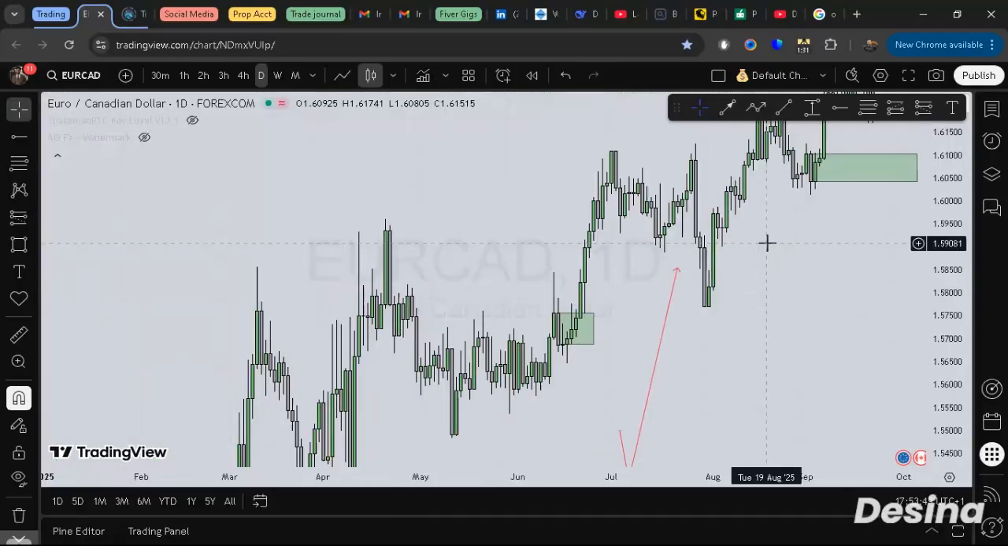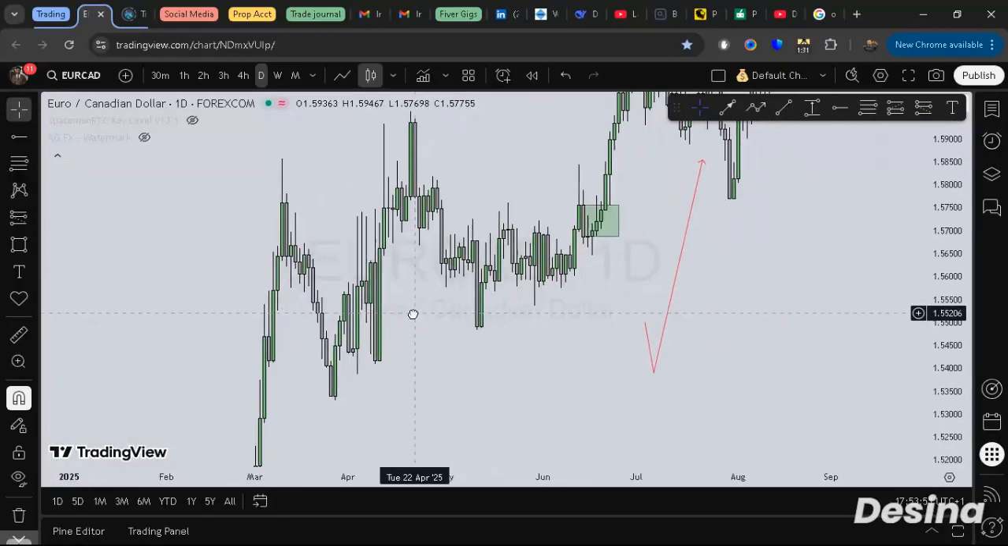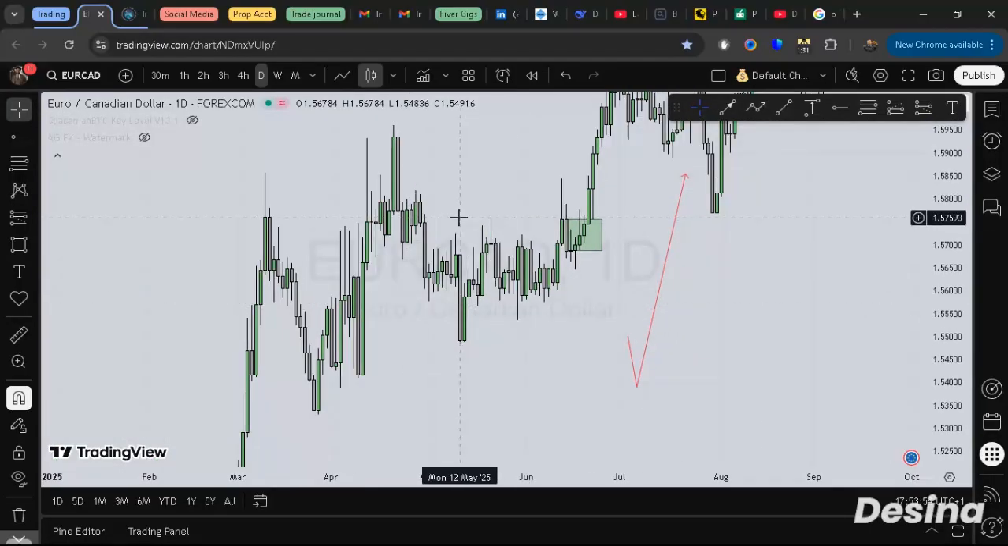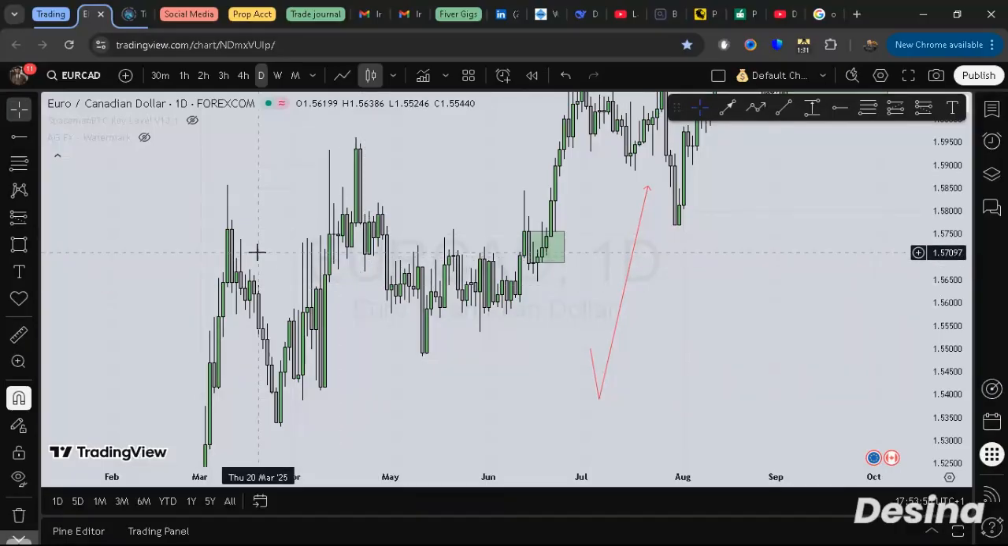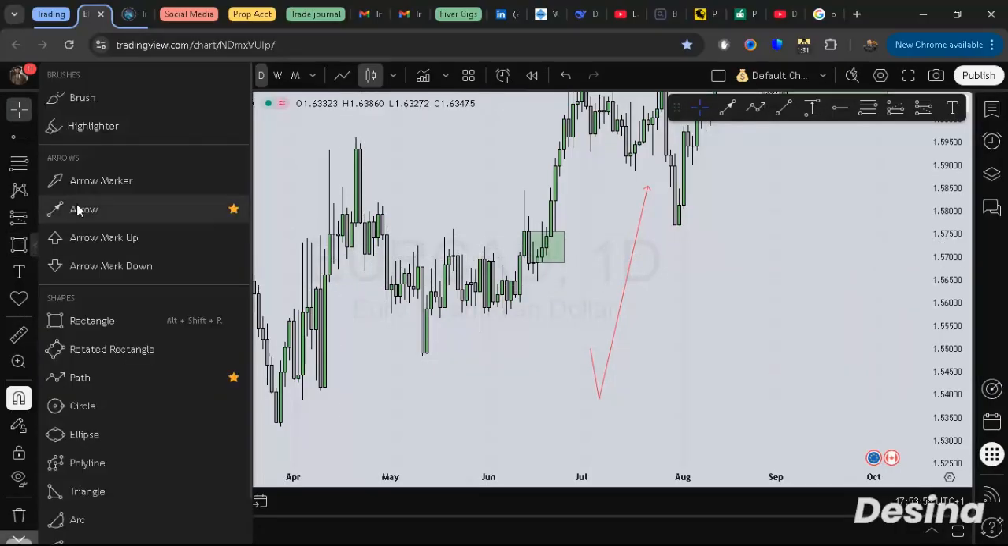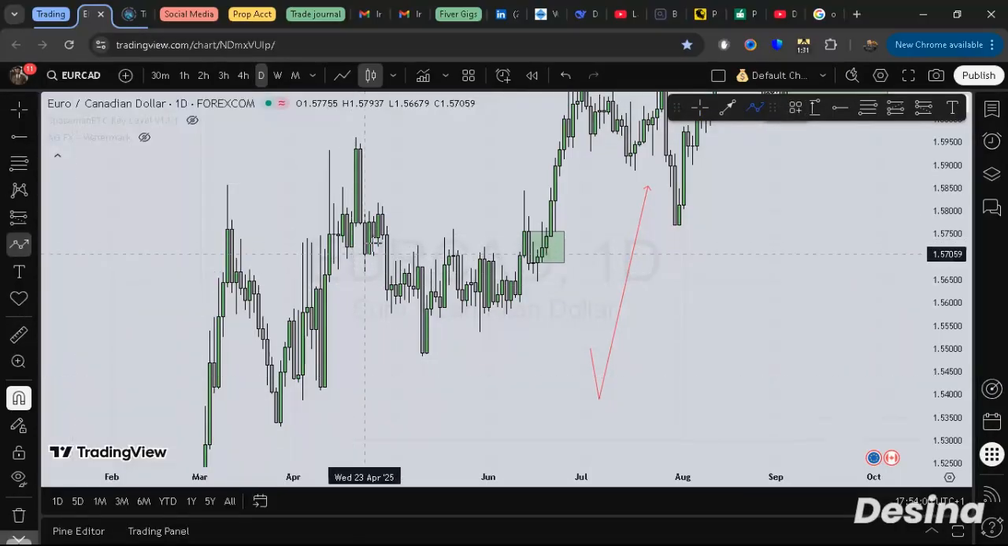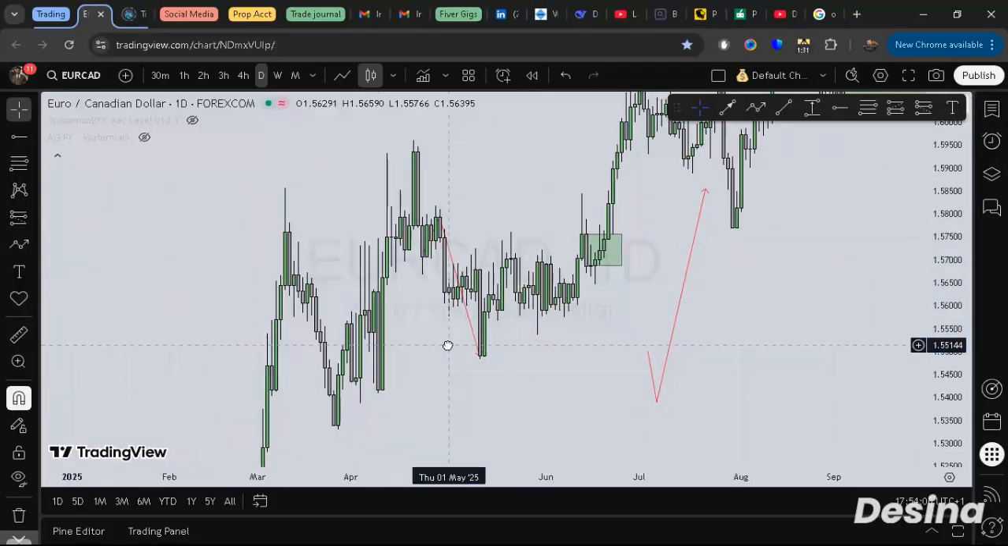Now let's look for a bearish scenario where we have price expanding to the downside. Okay, I found one. If you look over here, we have an expansion to the downside here.